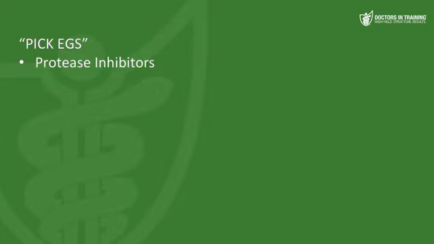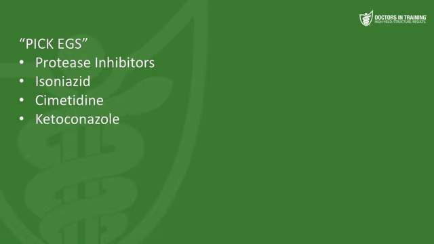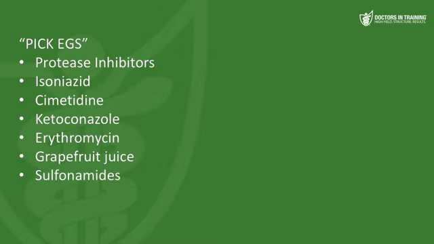Another mnemonic we like to use is PICK EGS. The P is for protease inhibitors. The I is for isoniazid. The C is for cimetidine. The K, ketoconazole. E, erythromycin. G, grapefruit juice. And S is for sulfonamides.